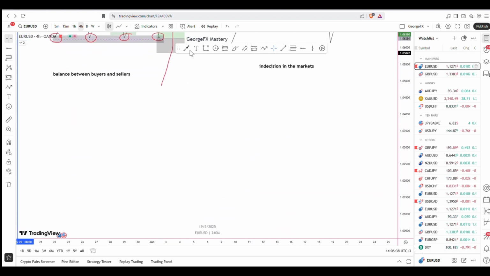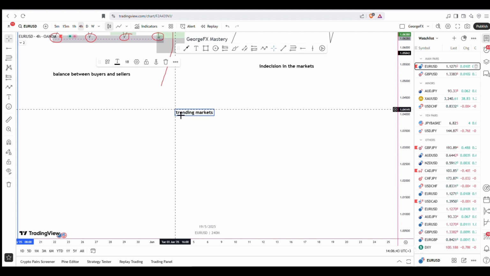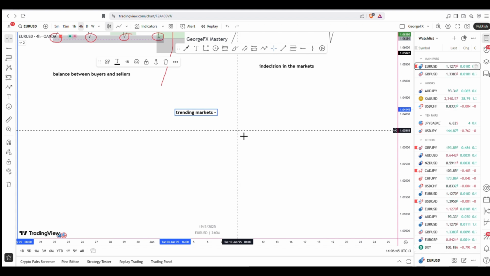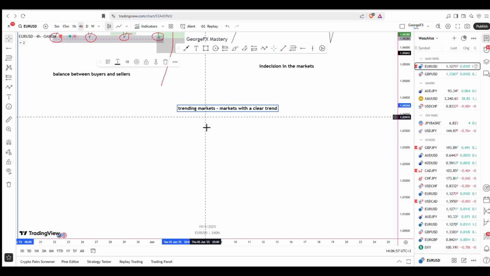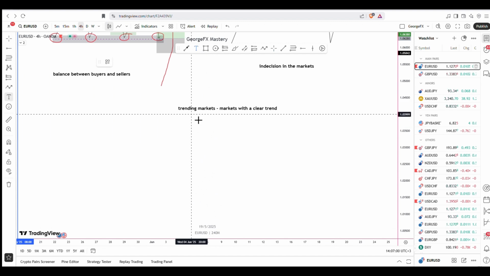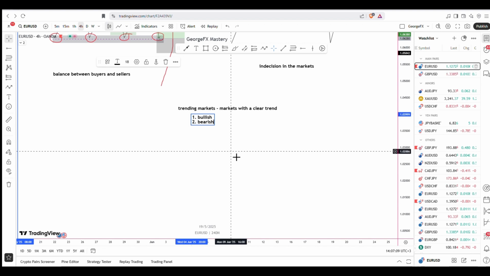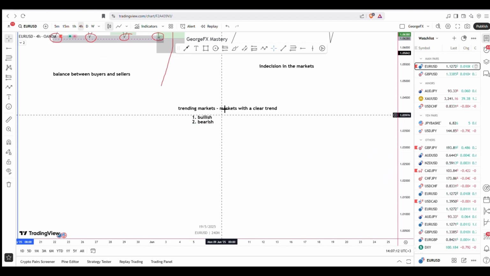Now, trending markets. Just from the name, these are markets with a clear trend. Trending markets are markets with a clear trend. Now there are two types of trending markets. Under trending markets we have number one, the bullish markets, and number two, the bearish markets, right? Those are the two types of markets you have in this particular case.